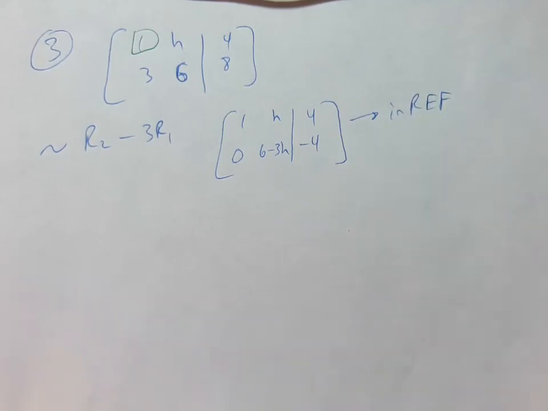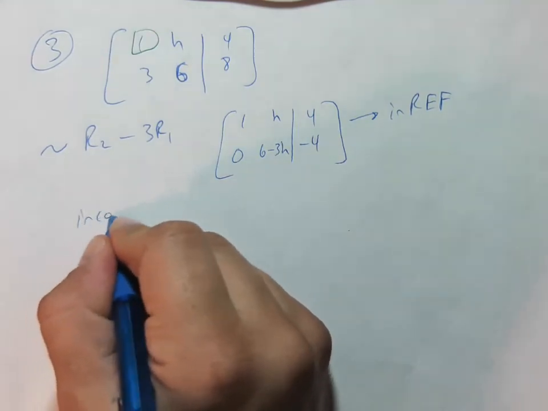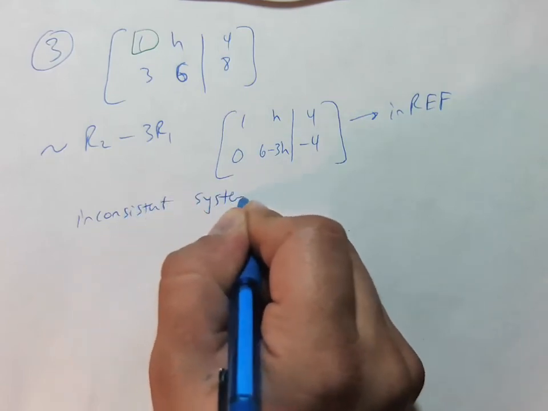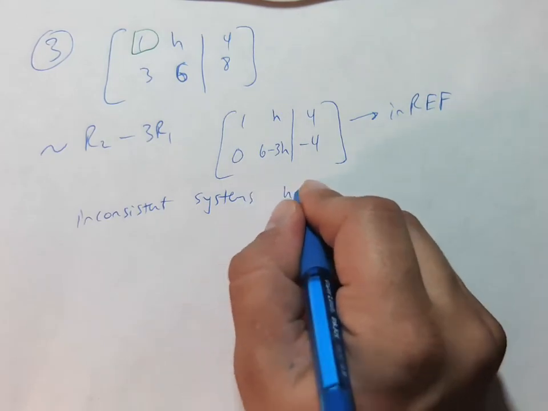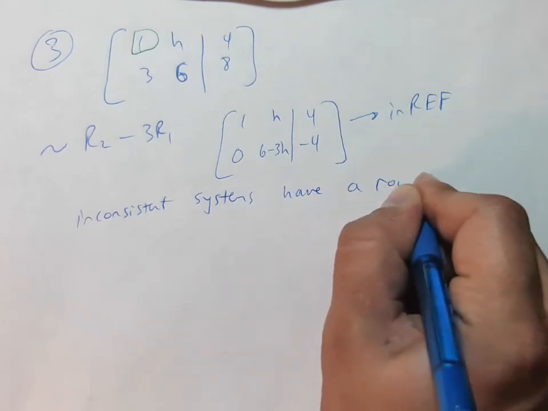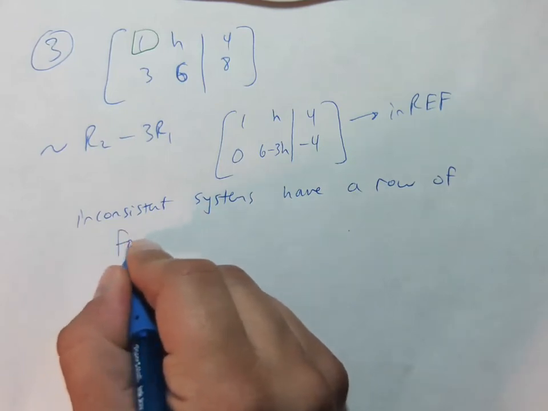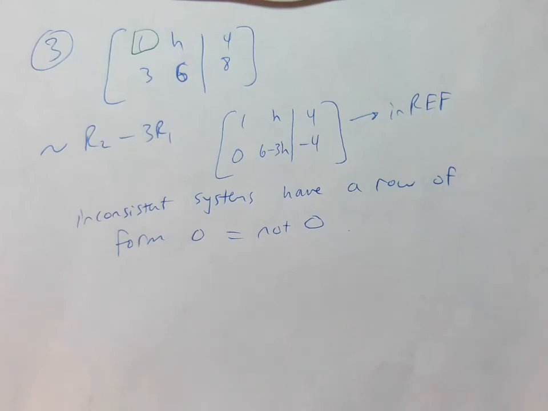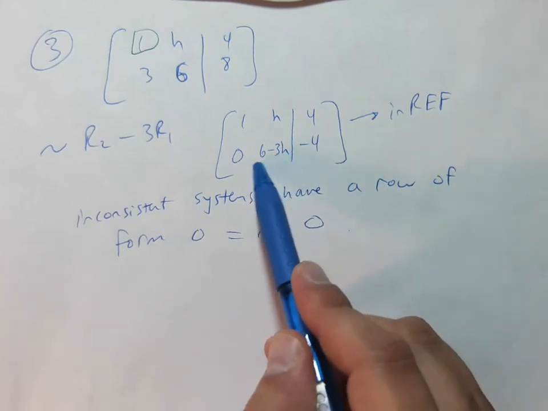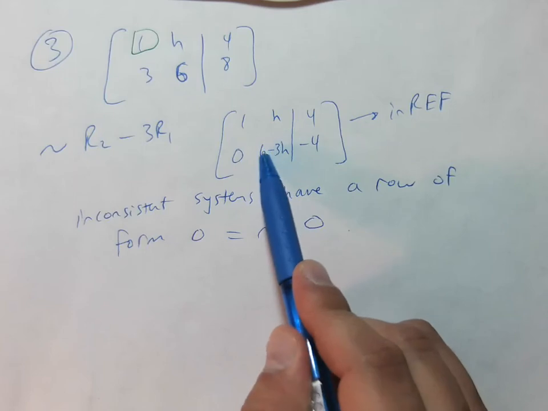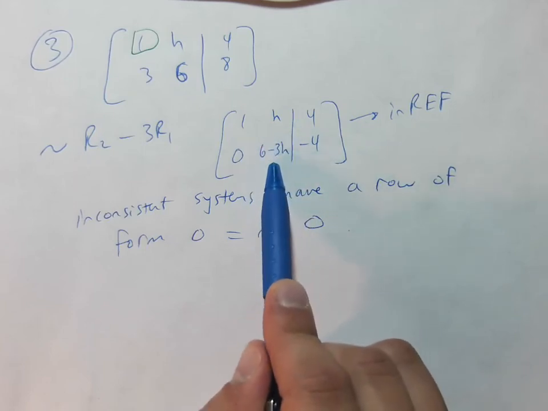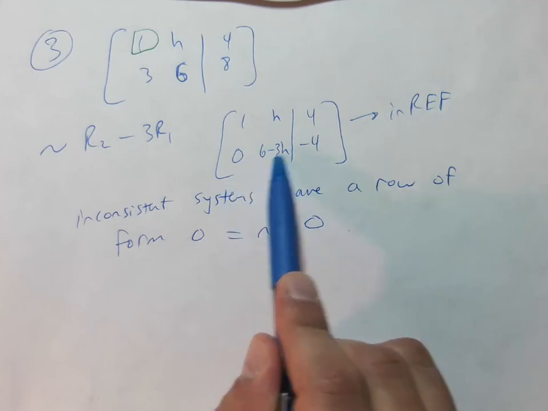And we know it's going to be inconsistent if we see 0 equals not 0, right? So I'm going to do this in detail. Inconsistent, because people often get confused, but these are good problems. Inconsistent systems have a row that says 0 equals not 0, right? And so, in other words, this is a 0 in that row. That would be a 0 if h is 2. So if h is 2 here, in other words, if 6 minus 3h is 0, we're going to get 0 equals not 0.